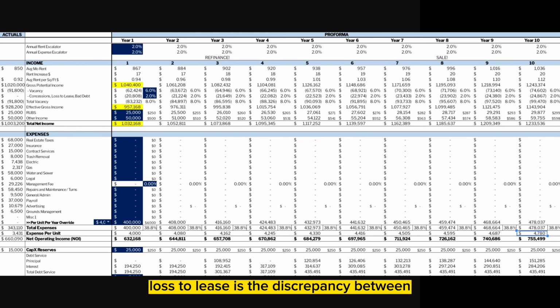Loss to lease is the discrepancy between market rent and what you're charging. So if you're charging $950 and market rent is $1,000, there's a loss to lease. And then bad debt, so tenants that don't actually pay. That gets you your total vacancy here. Depending on the market, stabilization can be anywhere from 6 to even 12%, which is as high as we've underwritten in some more rural markets where we expect it to be harder to turn and fill vacant units. Obviously, this comes down to the effective gross income.